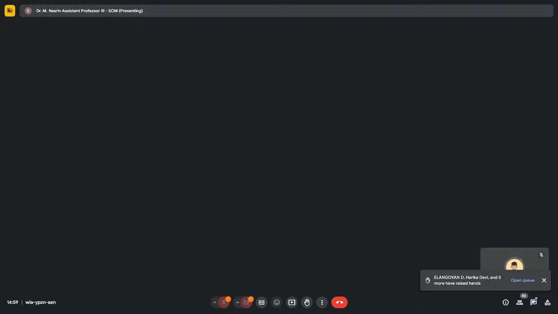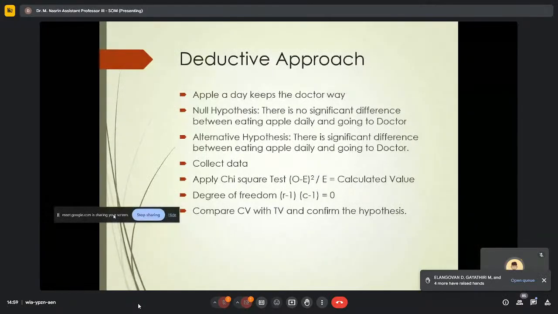The rule for degree of freedom computation will be number of rows minus 1, times the number of columns minus 1. So if it is 1, 2, like that, values will come based on the data or the table which you have created. After the computation of the degree of freedom value, you will go to the chi-square table and you take the table value.